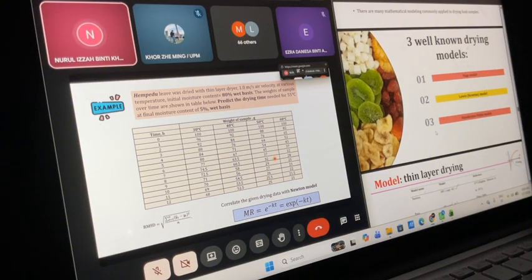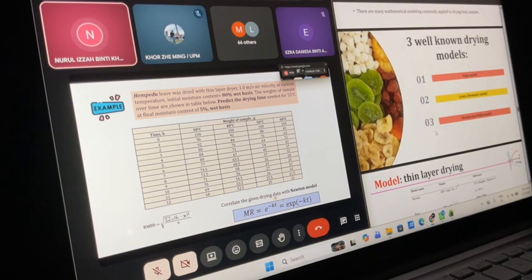I have also uploaded this Excel file, and I also uploaded the answer, so you don't have to worry. What we want to do is fit this data to the model, which is Newton, Lewis. This is the model, and we want to fit this data to it. For example, in the future you want to dry your Hempadu. Today we have an example of Hempadu. You want to dry the Hempadu at, for example, 45 degrees C.